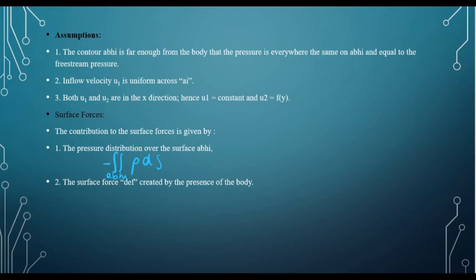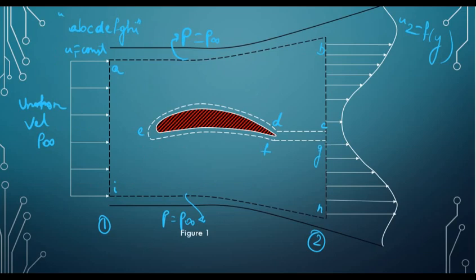This mathematical notation might feel pretty similar to you, as we had done the same thing in our derivation of the momentum equation. Now, the surface force on DEF. What is this DEF? This DEF is the control volume which is right around the airfoil and nearer to the airfoil. So there is a surface force created on the control volume due to the presence of the body. So these are the two sources from where we are going to get our surface force.